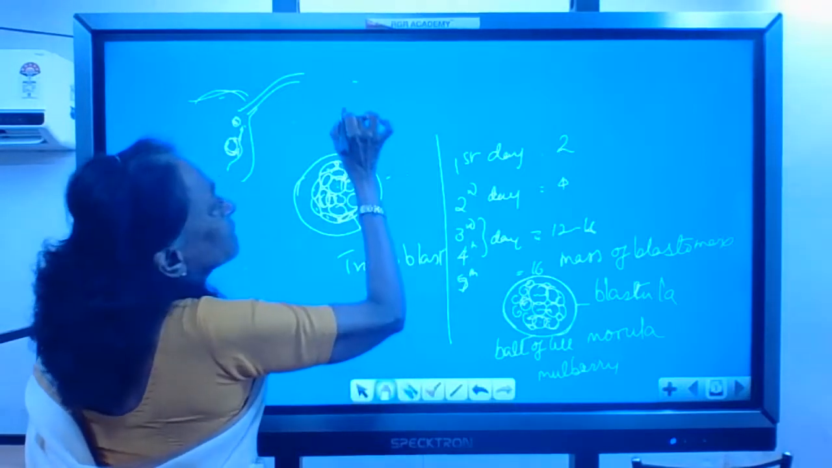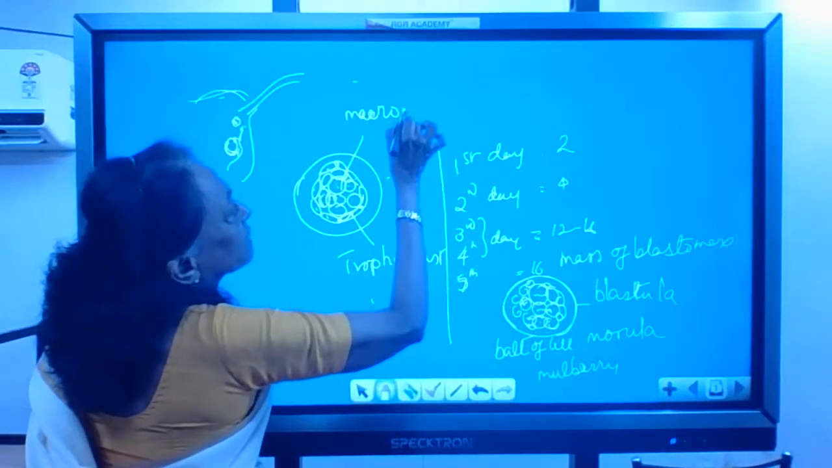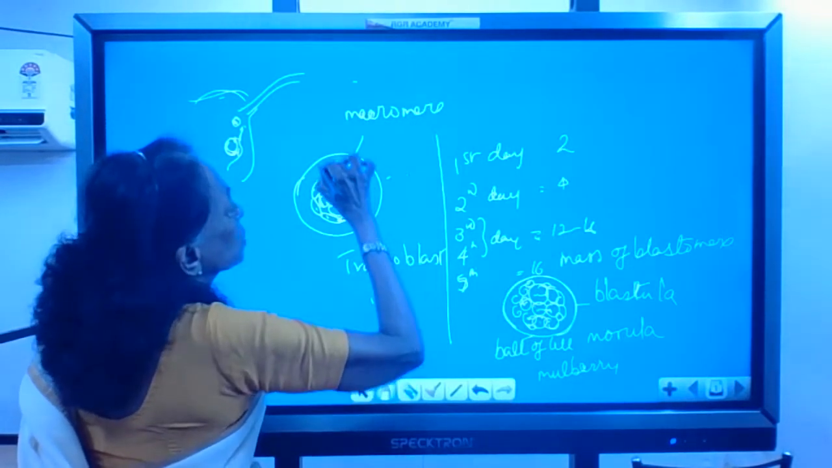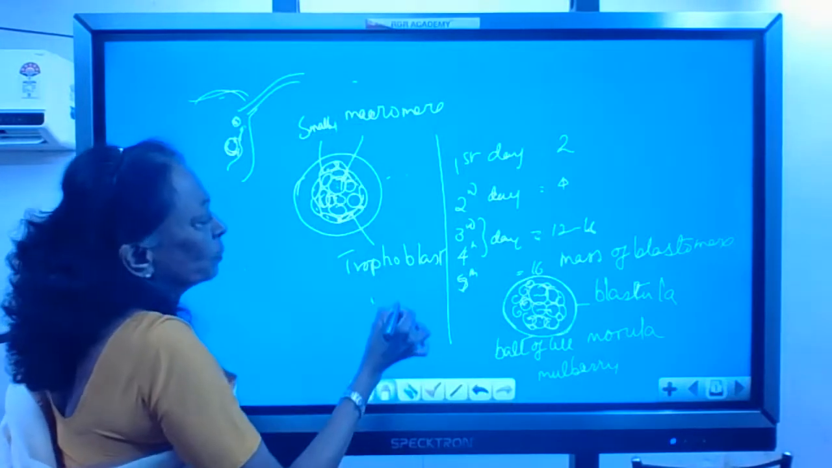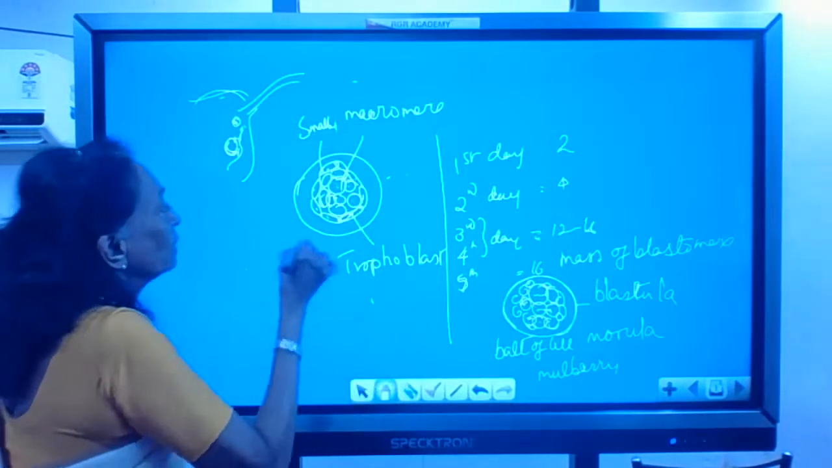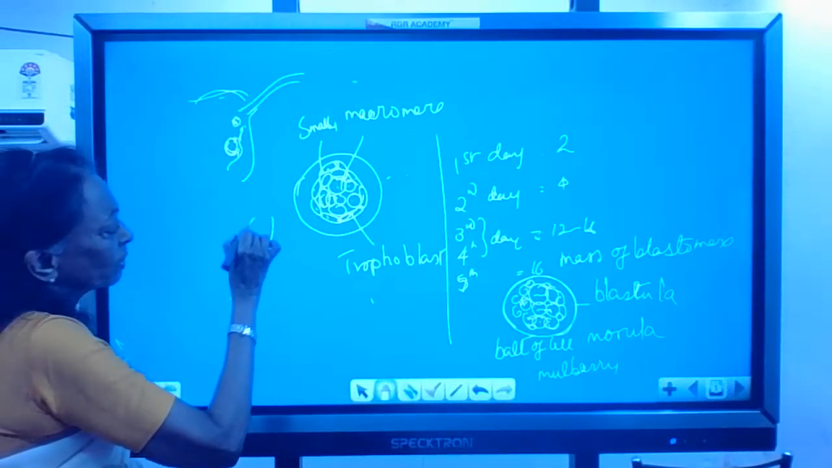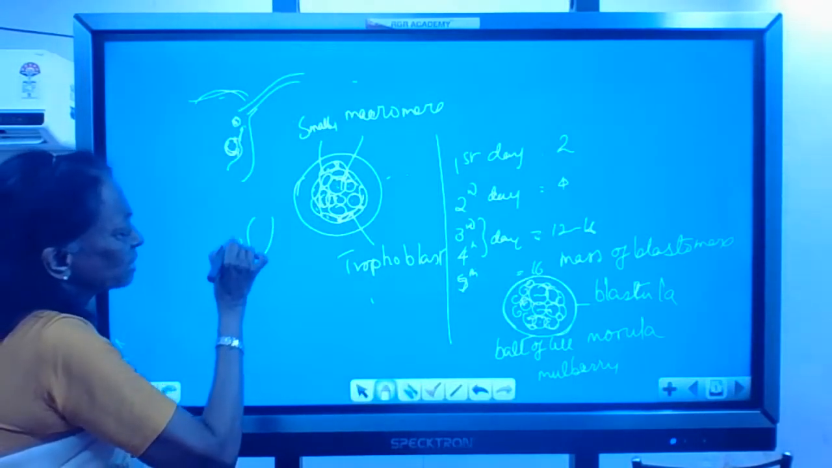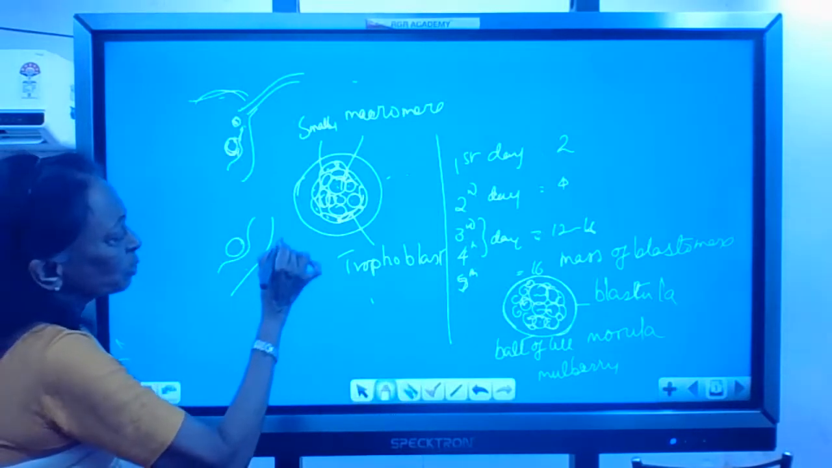Then the inner larger cells, the macromeres. Now these are the smaller cells. The smaller cells differentiate into trophoblasts. These trophoblasts develop in the next stage. What will happen? This is the endometrial wall. First it forms a dent. Now this is a blastula. I'm not drawing the detail inside. The next stage, what will happen?